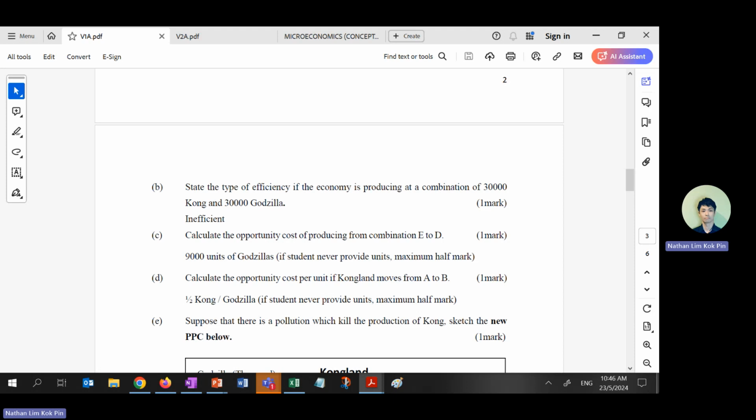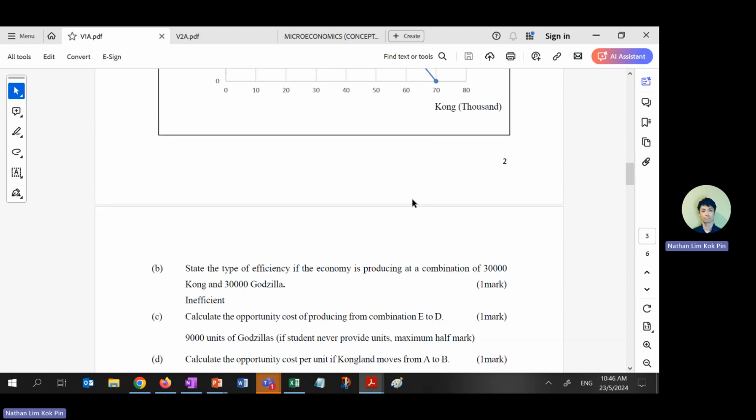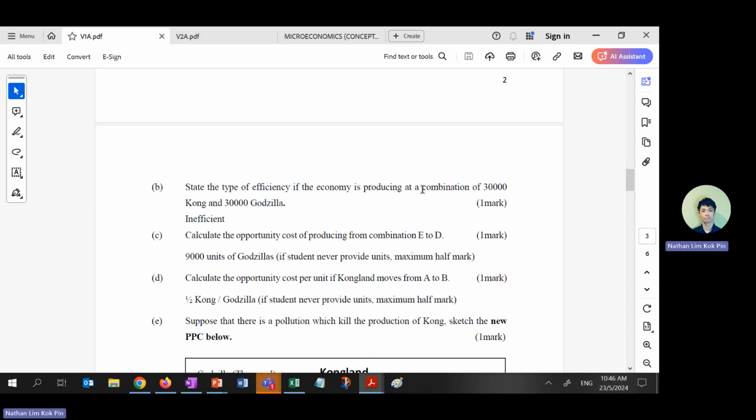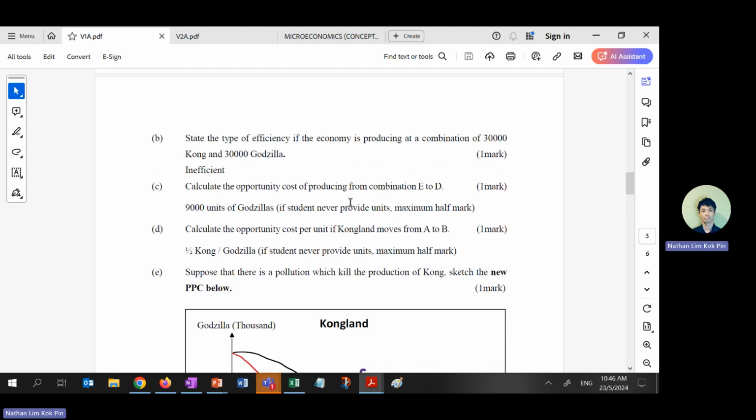4 types of efficiency, right? I don't know why you go and write that, right? So it's either efficient or inefficient or no. Okay, but normally it's inefficient or efficient. In question set 1, your answer should be for the 30,000 Kong 30 Godzilla, it should be inefficient. Okay, this is for set 1. Set 1 paper. If you get 30,000, 30, it's set 1.